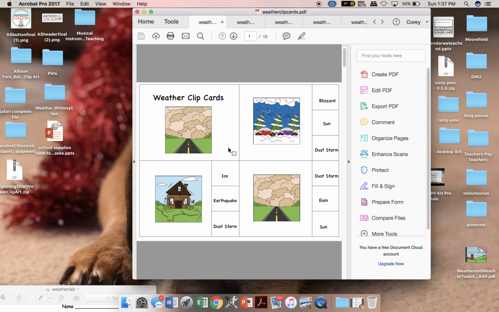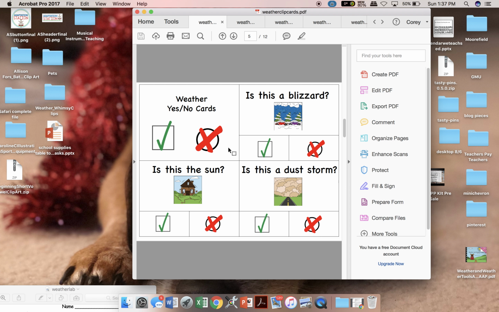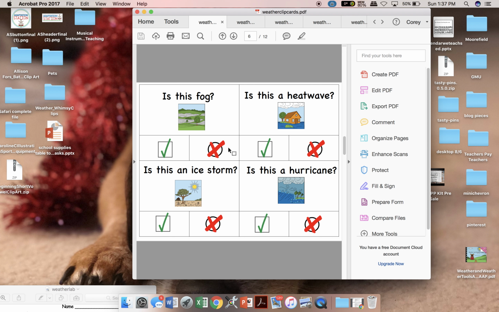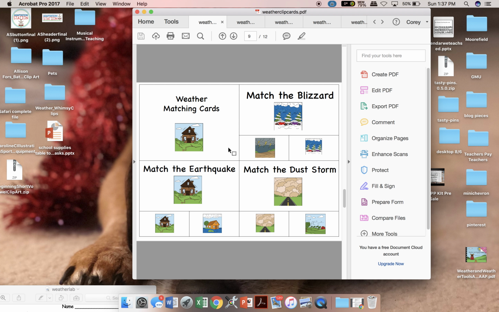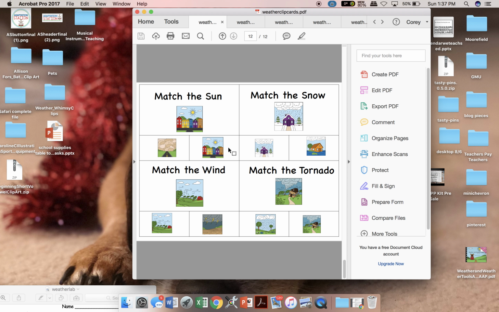There are also clip cards. So for clip cards, we're going to match the name to the type of weather. There are yes, no questions to really solidify if they understand the name of the weather and what it looks like. And there's matching, which is another great way to get some of your lower level learners involved in identifying the different pictures that represent these weather types.